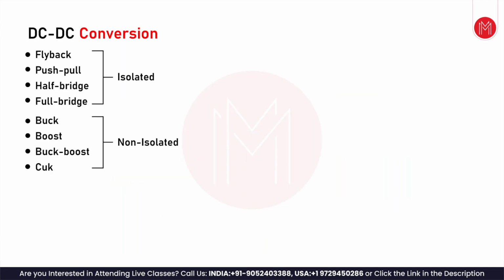In DC-DC conversion, these are the different topologies available. We'll not read all of them. We'll study the flyback isolated conversion. Typically there is flyback, push-pull, half bridge, full bridge. Similarly, in non-isolated there are buck, boost, and Cuk topologies. We look at buck and boost topologies in non-isolated, and flyback in isolated topologies. These are the things that we review.